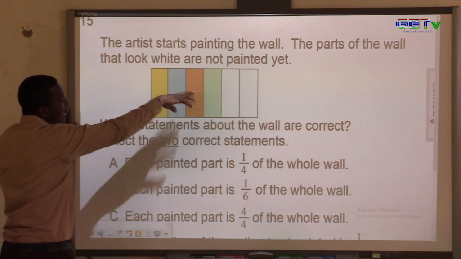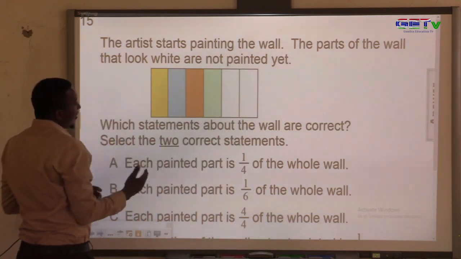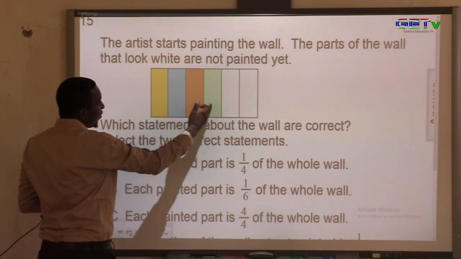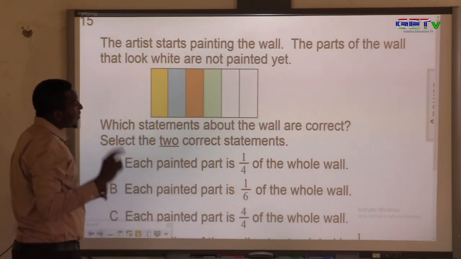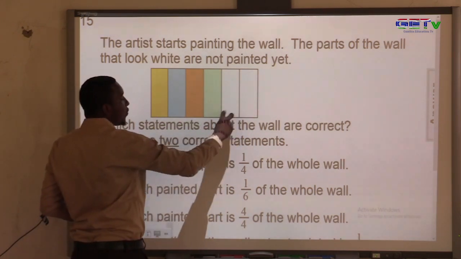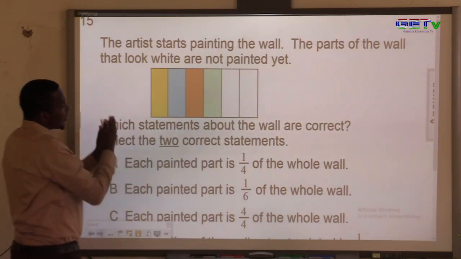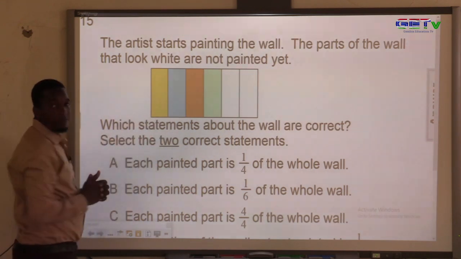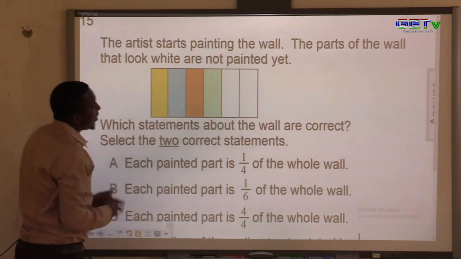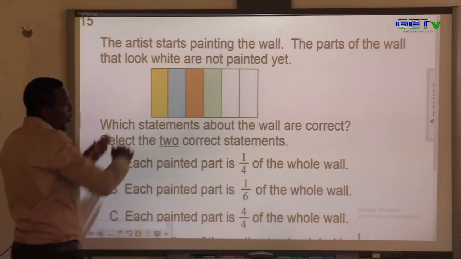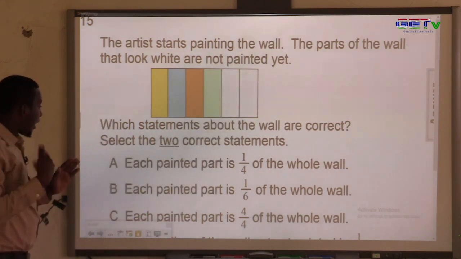So if you are seeing the diagram right now, you will realize that we have a wall, and the wall is divided into 1, 2, 3, 4, 5, 6. It is divided into 6 equal parts. So the emphasis is the 2 spaces here, the 2 parts that you are seeing in white are not yet painted. But all the other parts are painted because we are seeing colors there. So we have yellow, we have blue, we have orange, and we have green. All those parts are painted, but there are 2 other parts that are not painted. I'm reading the question further.